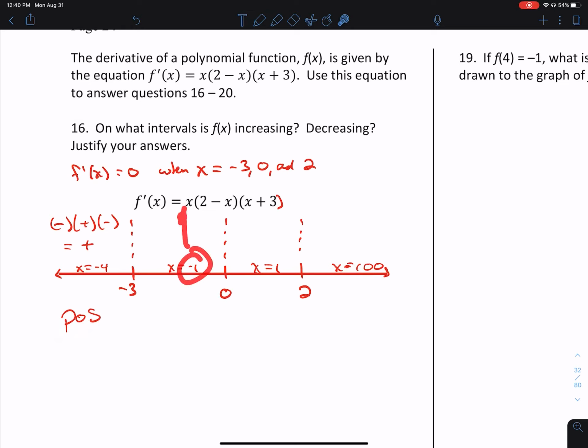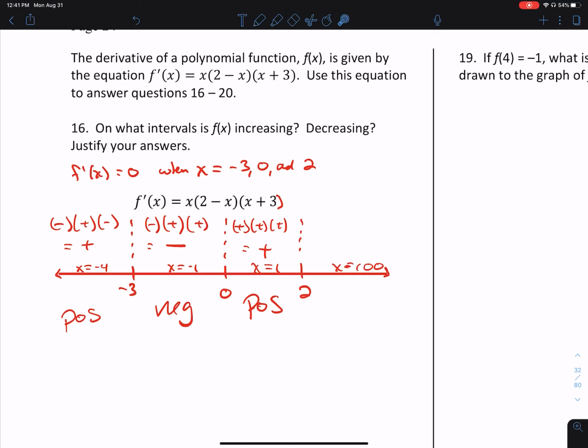If I put -1 in, I'm going to have a negative. 2 minus a -1 is going to be positive. -1 plus 3 is going to be positive. This is going to be negative, this interval. If I put a 1 into this, 2 minus 1 is 1, 1 plus 3 is 4. It's going to be all positives. So this interval, we're going to have positive values for f prime.